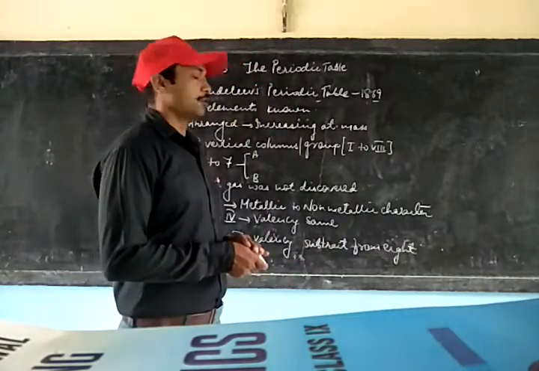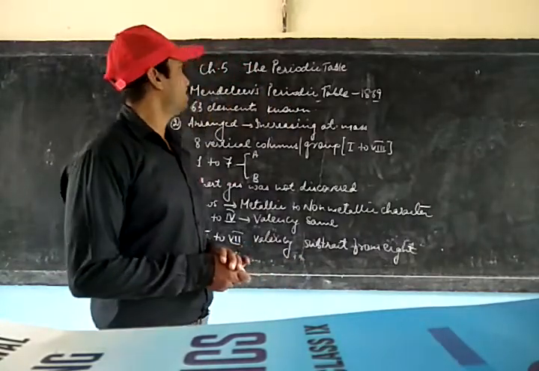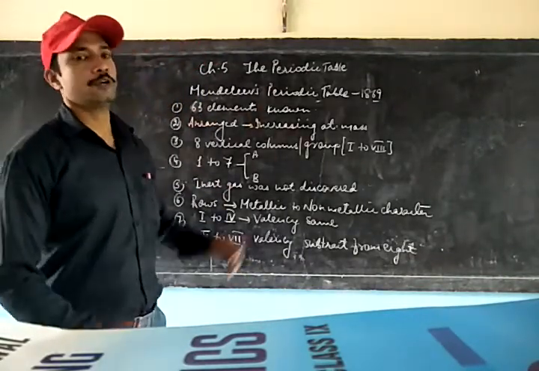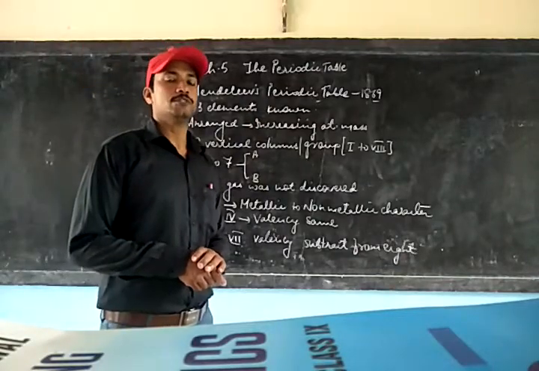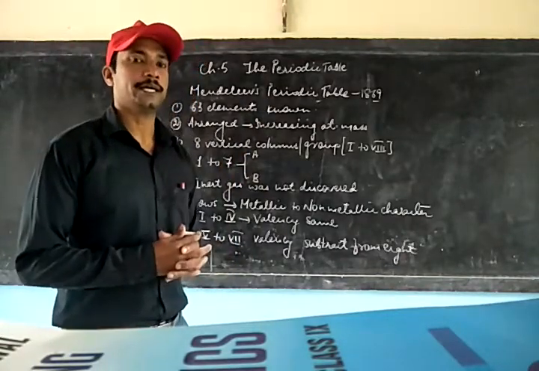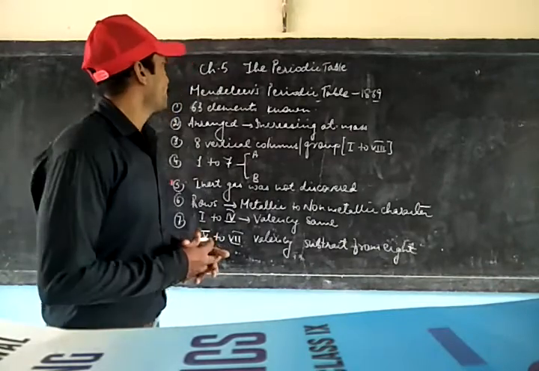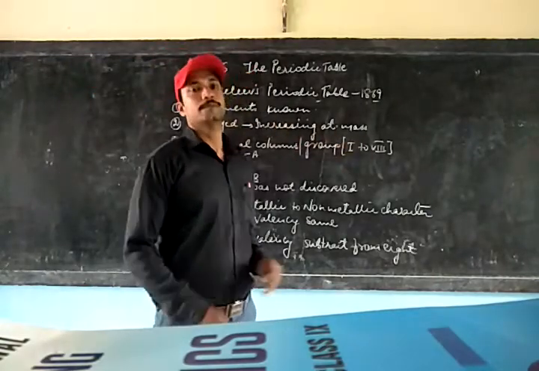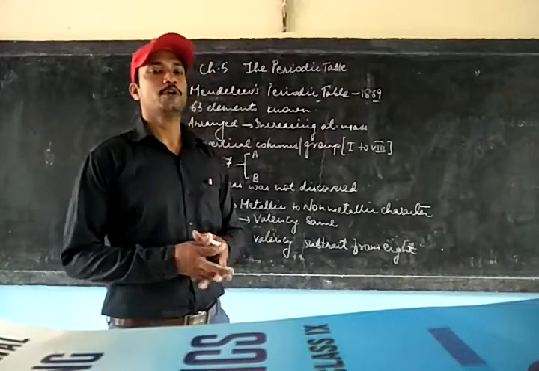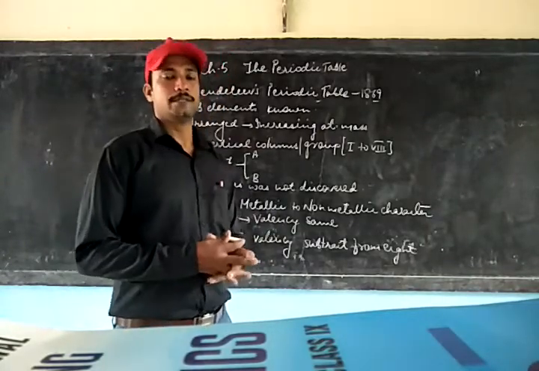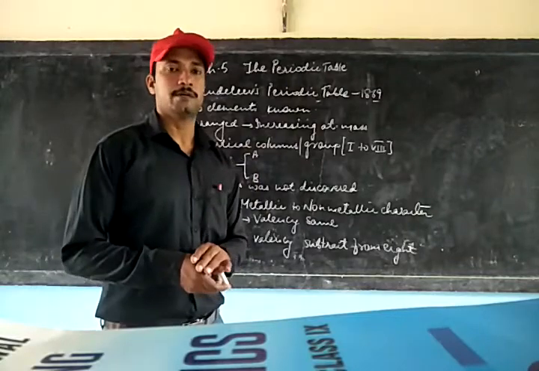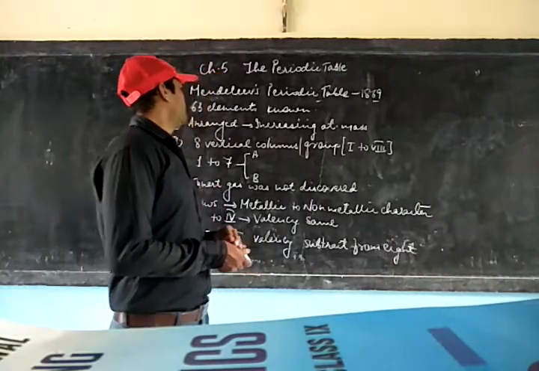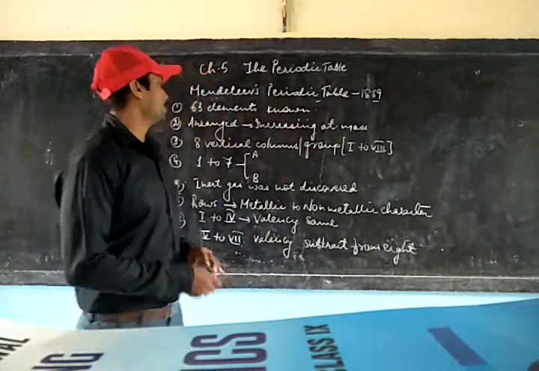Now I have written some important features about the periodic table given by Mendeleev. At that time 63 elements were known. That means he arranged the 63 known elements in his periodic table, and the arrangement of these elements was done in increasing atomic mass. That's why Mendeleev's periodic law states that the physical and chemical properties are a periodic function of atomic mass. So he arranged the elements in the order of increasing atomic mass.